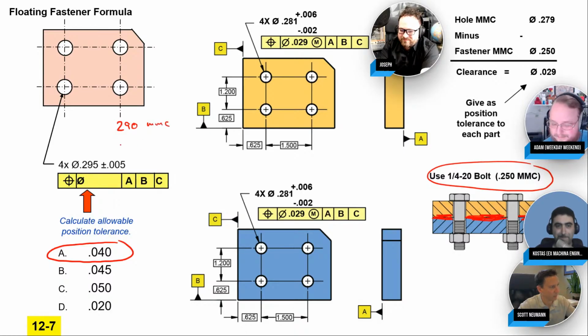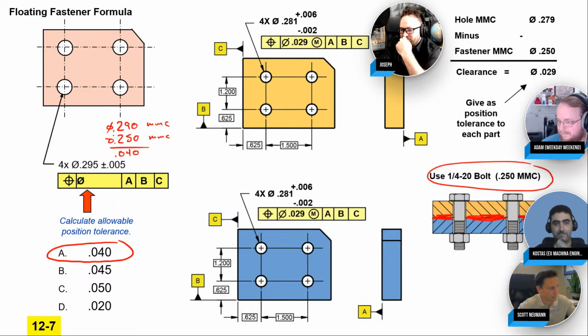Yep. And then what's your biggest pin? 250. That's also what we call MMC. Smallest hole, biggest pin. How much room you got between your smallest hole and your biggest pin? And that's 40 thou. Yep. And it's easy because it's all diameters, right? Hole's a diameter, bolt's a diameter, and then your tolerance just inserts directly in as a diameter.